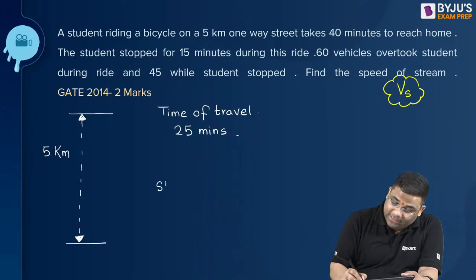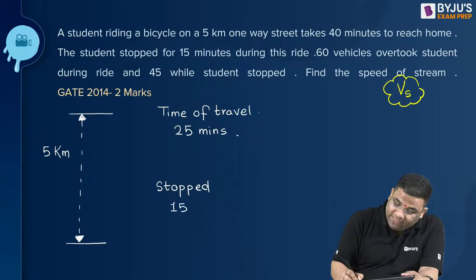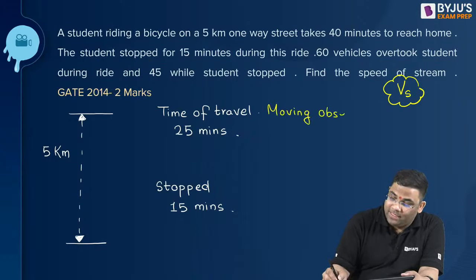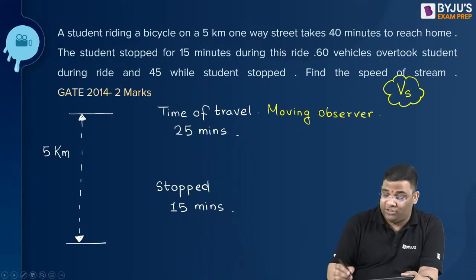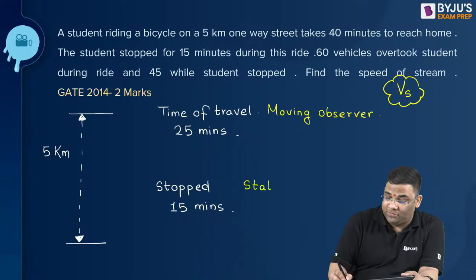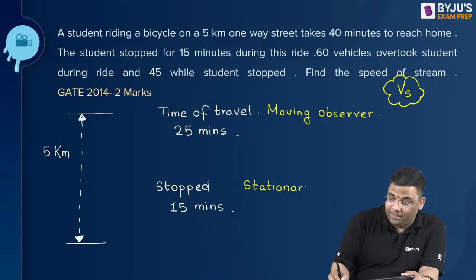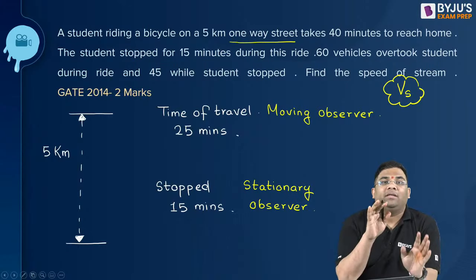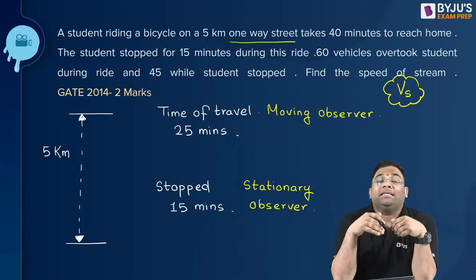And then I can say, stopped for 15 minutes. So when he is traveling, he is a moving observer, right? And when he is stopped, it's a stationary observer, right? Now it is written one-way street. That means he is traveling along, you can say, with the traffic.